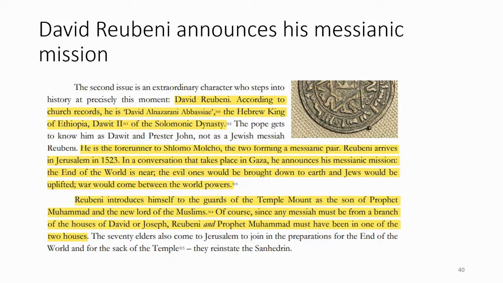The 70 elders also come to Jerusalem to join in the preparations for the end of the world and for the sack of the temple. They reinstate the Sanhedrin.